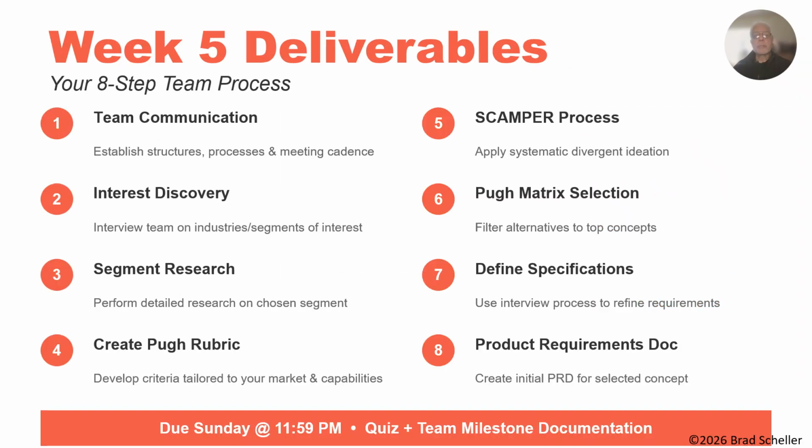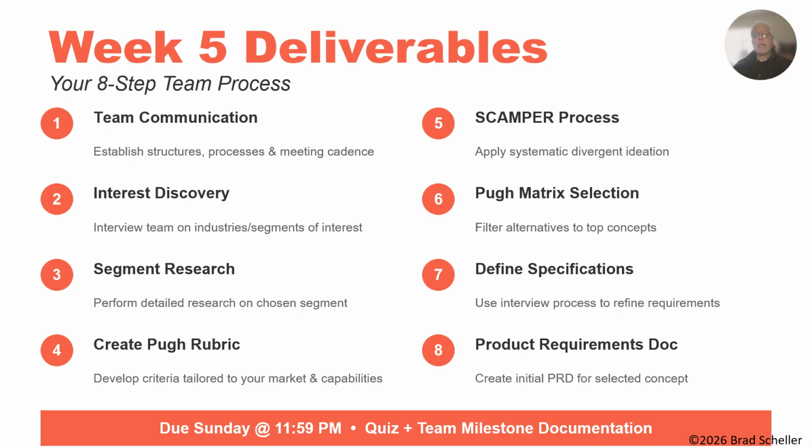Now, for my students, let me walk you through your 8-step team process for this week. And this is not just a checklist, it's a structured workflow that mirrors how professional product teams operate. Step 1, team communication. Before you do anything else, establish how you're going to work together. Set up your communication channels, agree on meeting cadence, define roles. This prevents chaos later. Step number 2, interest discovery. Interview your own team members. What industries or market segments generally interest them? Where's your passion? You work harder on problems that you care about.